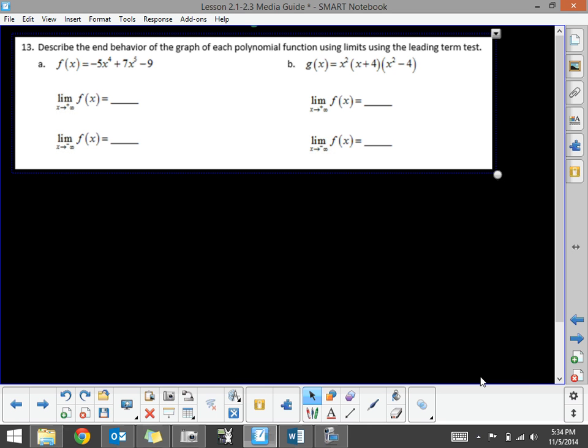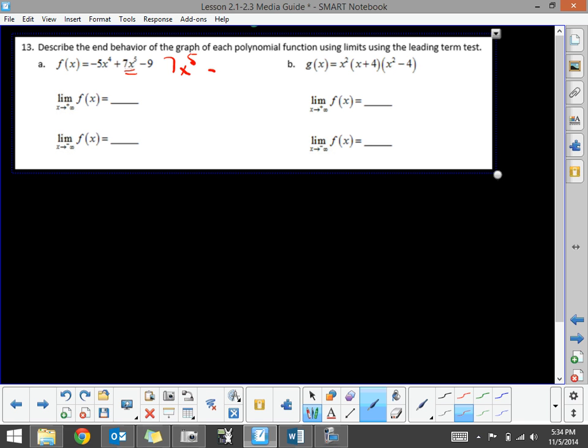In question 13, describe the end behavior of the graph of each polynomial function using limits using the leading term test. Well, the leading term test implies that we should be finding the term with the greatest power in it. And this one, it was a little bit disguised because the leading term was in the middle. Now, typically we see these in standard form.